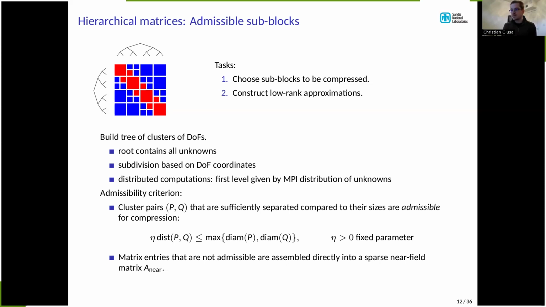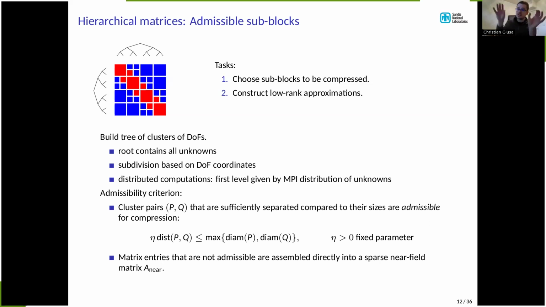And this is based off of this admissibility criterion, which essentially says, okay, we're looking at a particular block, say the top right block in our matrix, and we will compare the distance between the unknowns in the row space and the unknowns in the column space. Are they very nicely separated in space compared to the size of these two blocks? And if that criterion is true, then we will mark this block for a low rank approximation.